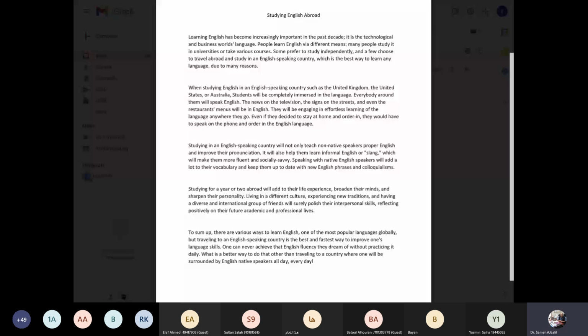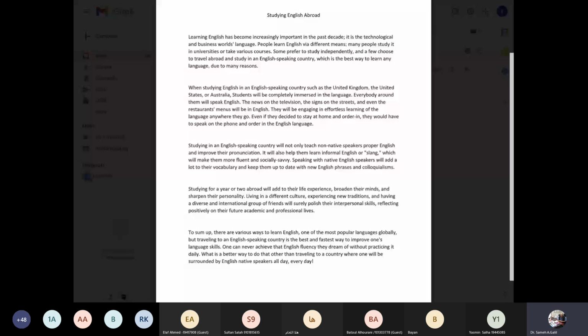Okay. So how about the body paragraph 3 sticker? The sticker of body paragraph 3. Studying in an English-speaking country. No, this is not body paragraph 3. This is body paragraph 2. Studying for a year. Yes, absolutely. Studying for a year or two abroad will add. Yeah, that's good. Okay.